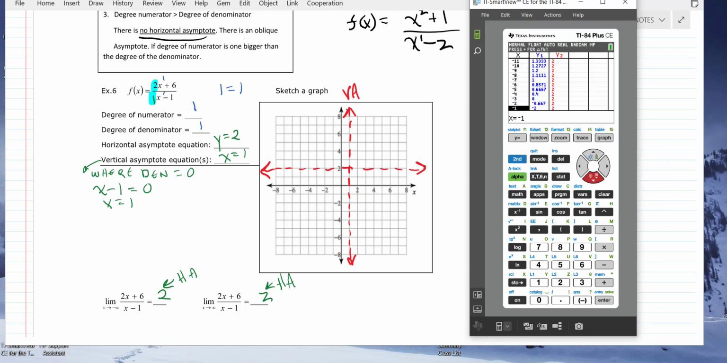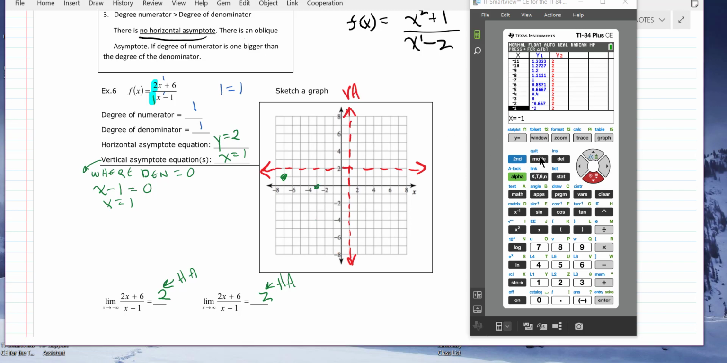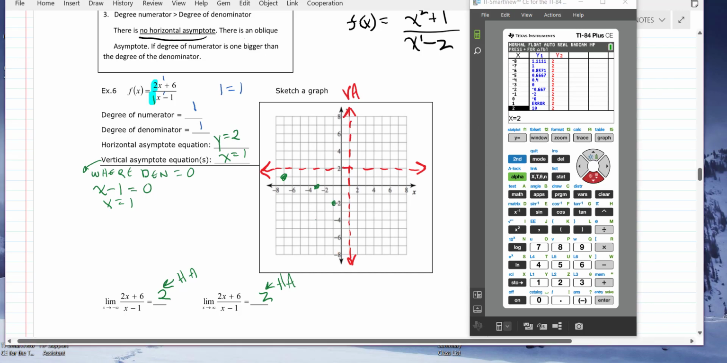Okay, so let's just put a couple of good points. I see the point negative 7, 1. Okay, so that's a good point. I also see the point negative 3, 0. Search for a few other good ones. Here's negative 1, negative 2. Here is 0, negative 6. Okay, and that gives you some accuracy on that.